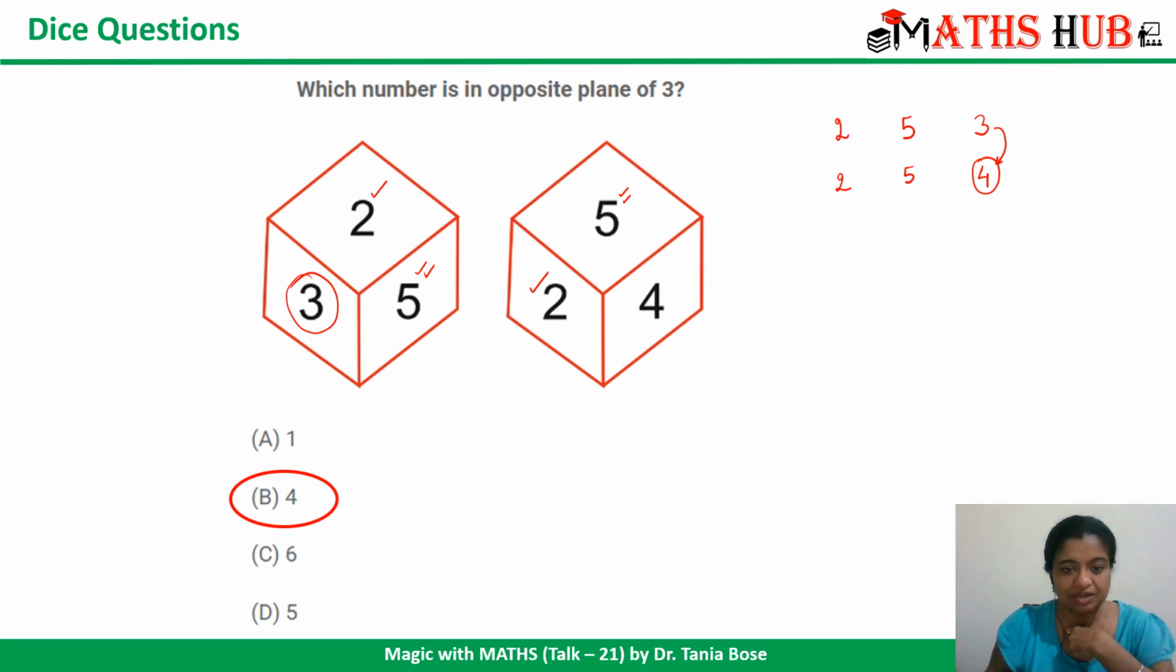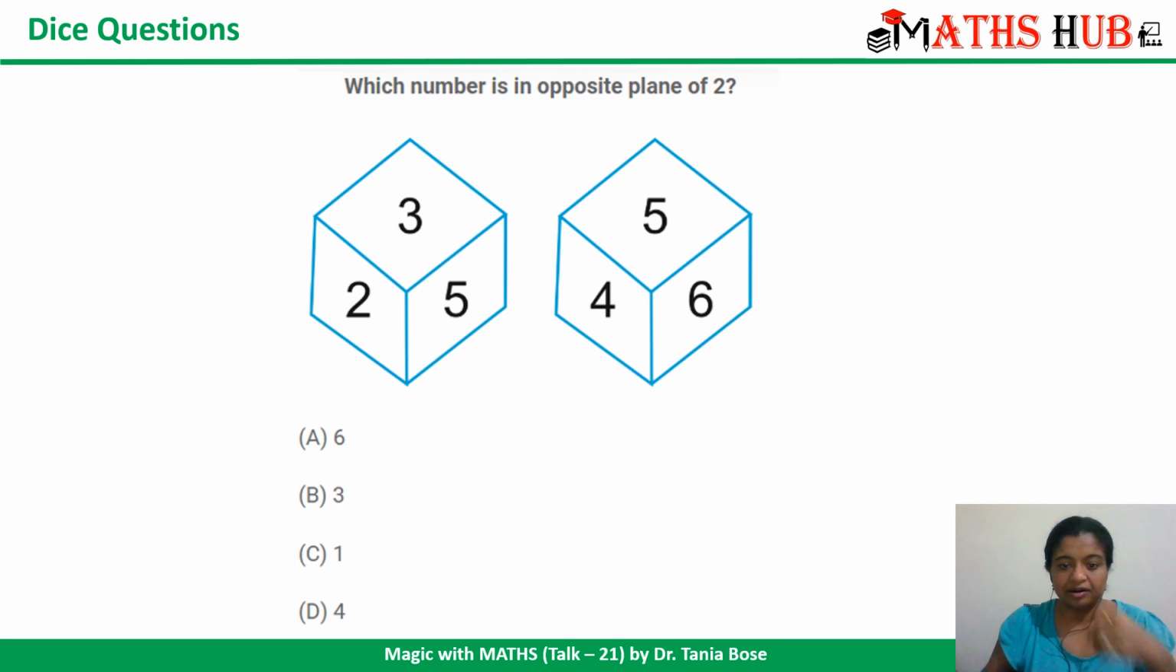So now let us look into some other question. Here the question says: which number is opposite to 2? If you closely check the two dice, what can you see? That only the number 5 is matching, isn't it? The two other numbers are different. So let us write the numbers shown on the first dice in a clockwise or an anti-clockwise manner. It's your choice, either clockwise or anti-clockwise.